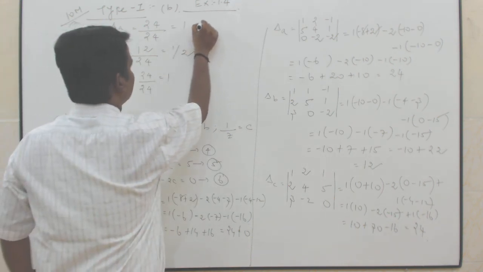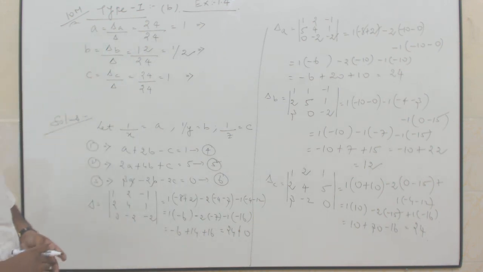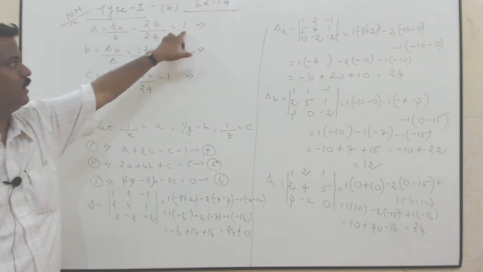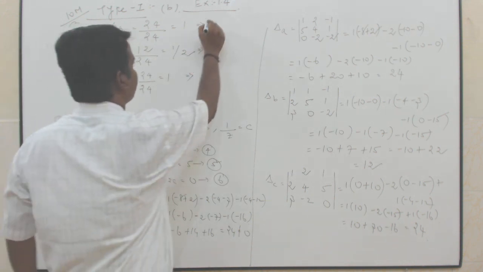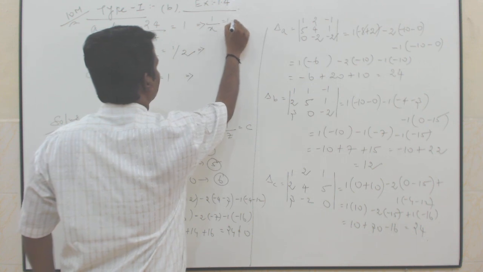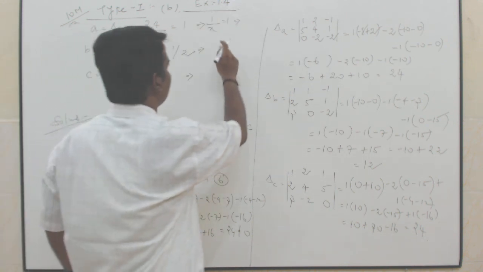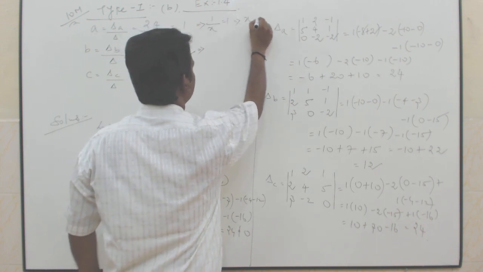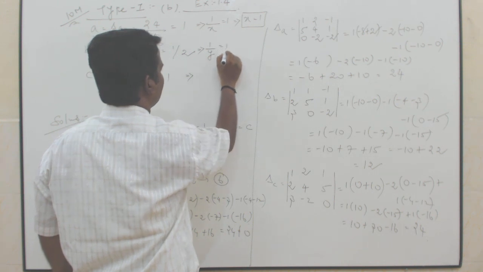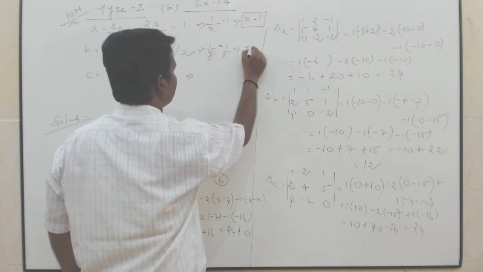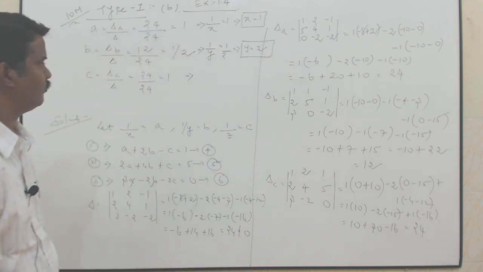Now this implies, actually we need to find only x, y, z, right? What is the value of A? 1. What have we assumed A to be here? 1 by x. So what is the value of a? 1 by x is 1. From this we want x only, so you take the reciprocal. 1 by x is 1, so what is the value of x? X is 1. Same, 1 by y is 1 by 2, which means what is the value of y? By taking the reciprocal we will get 2.